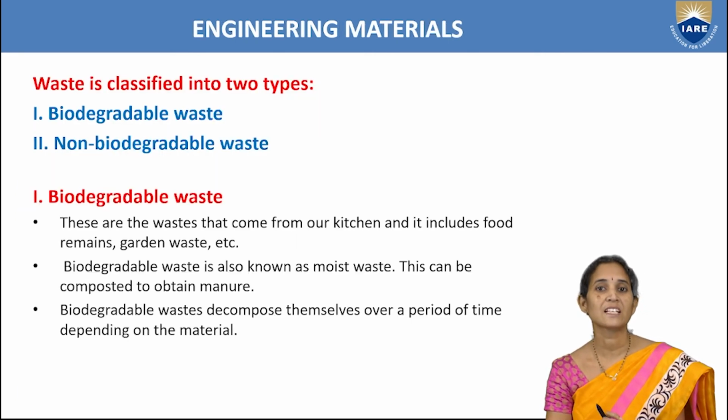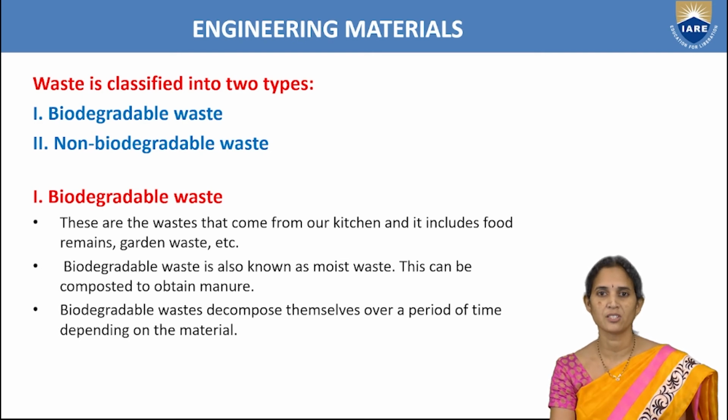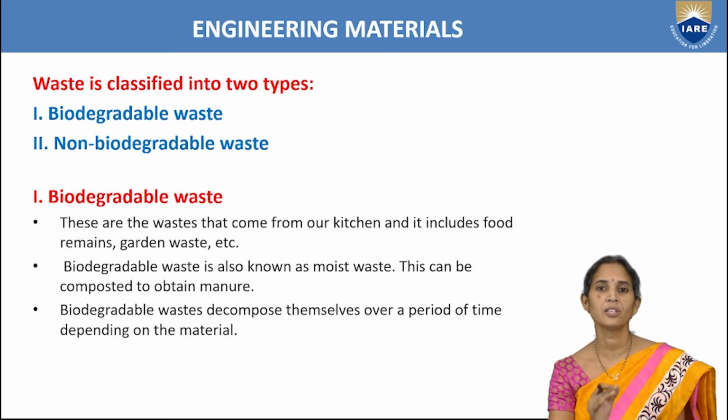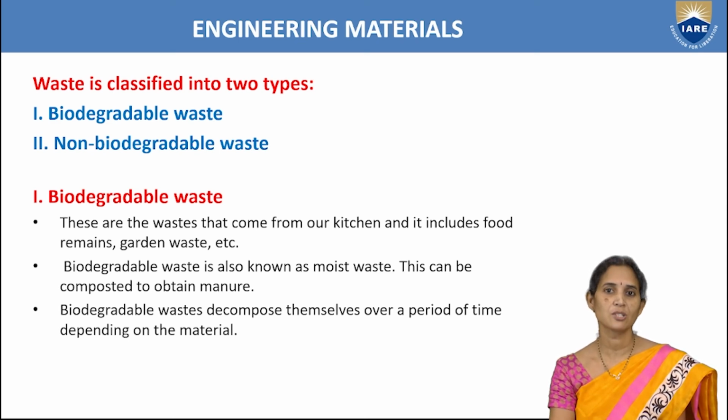Now this waste is classified into two types. So we discussed till now the different types of waste. Okay, we discussed commercial waste, household waste, mining waste, construction and demolition waste, chemical waste, agricultural waste, radioactive waste. But here the waste is classified into two types. So the classification of waste is biodegradable waste and non-biodegradable waste.